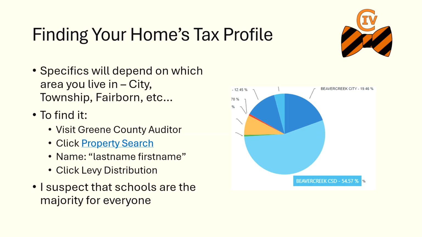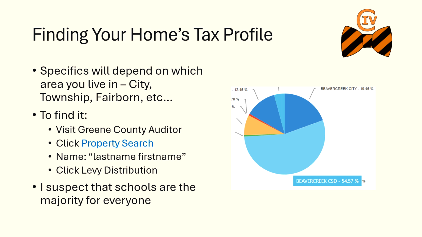Let's start by finding your personal home's tax profile, because the specifics of where your tax dollar is going depend on where you live, whether you're in the city or the township, or maybe you live in Fairborn. Beavercreek City School District is a portion of your tax bill, and I suspect for most of you it's at least the 54.57% that I have, possibly substantially more if you live in an area that doesn't have city taxes.